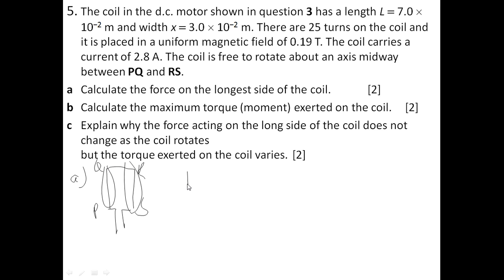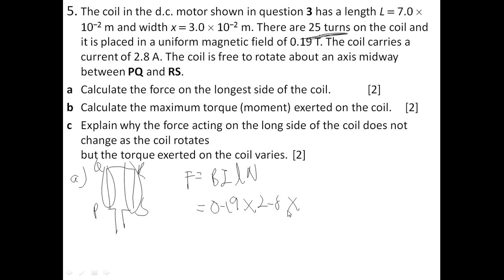So the force on the longer side will be IL. Now, don't forget the n. Because they are giving you how many turns there are, you need to add up each turn. So it's 25 turns, which means I have to multiply by 25. The field is 0.19. The current is 2.8 ampere.